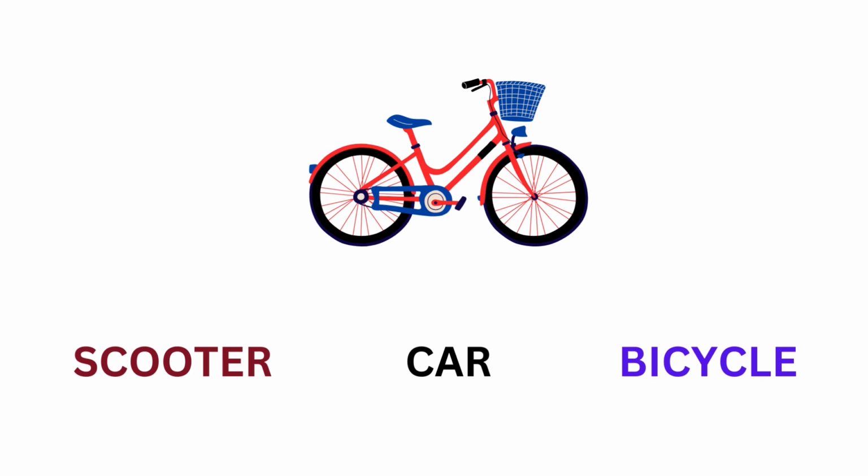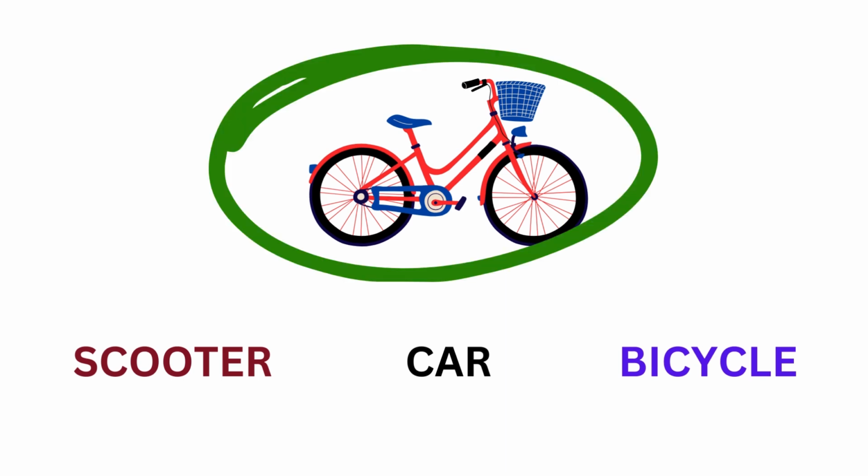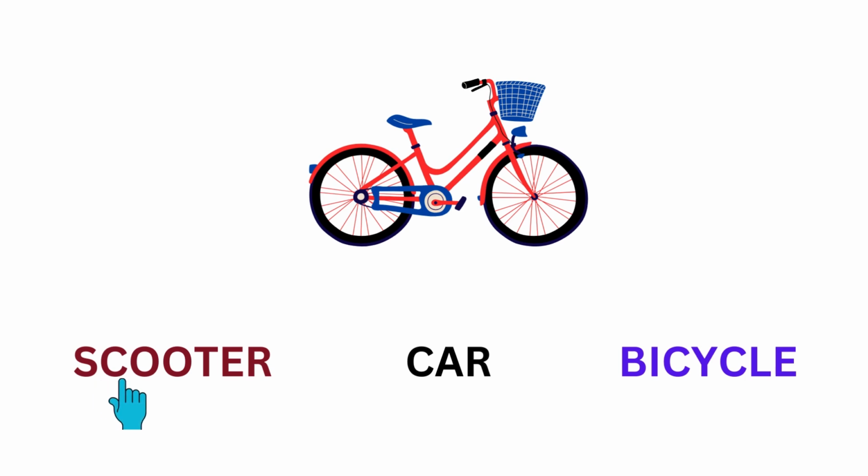Now look at this picture. The words below are S-C-O-O-T-E-R, scooter. C-A-R, car. B-I-C-Y-C-L-E, bicycle. Which word matches this picture? कौन सा word इस picture के साथ match हो रहा है? The correct word is bicycle.